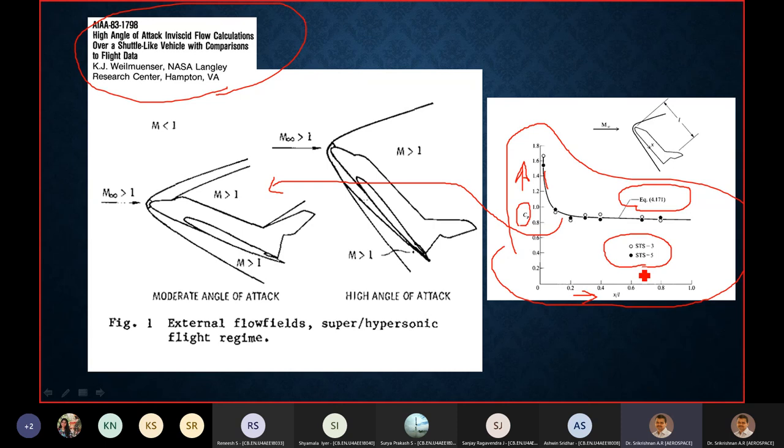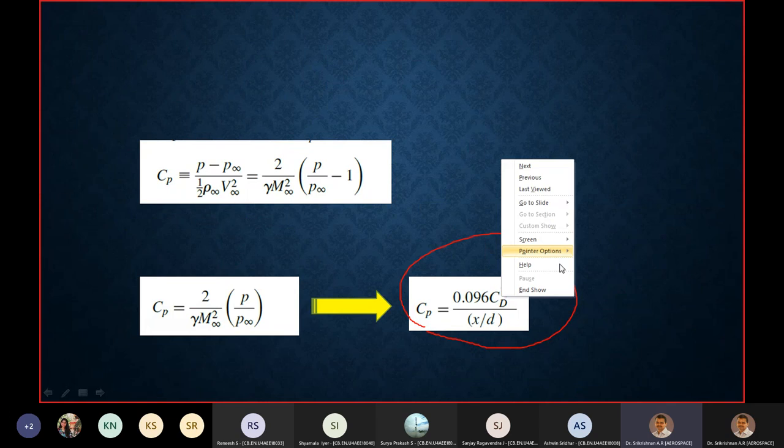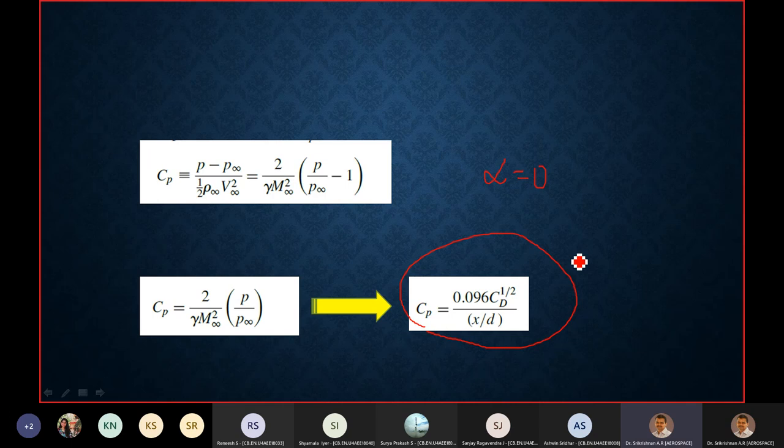Considering all the assumptions and the constraints of the theoretical argument that we are making, they are very close and very useful also, so that you can get an estimate of how the pressure variation is going to be and how it is going to be dependent on the angle of attack. In fact, though I have not shown that here, all these relations I have written here correspond to alpha equals zero, that is, zero angle of attack.